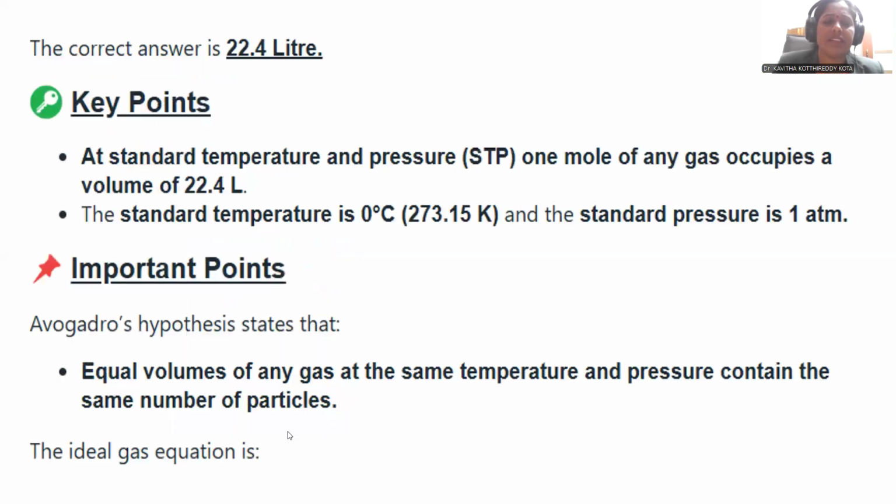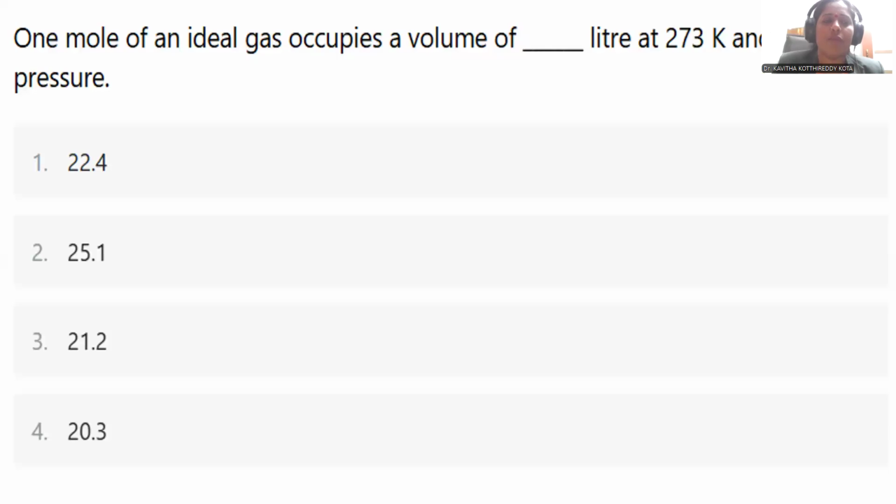So this is the way to get the right answer for the question. 1 mole of ideal gas occupies the volume 22.4 liters at 273 Kelvin and 1 atmospheric pressure. Option 1 is the correct answer.